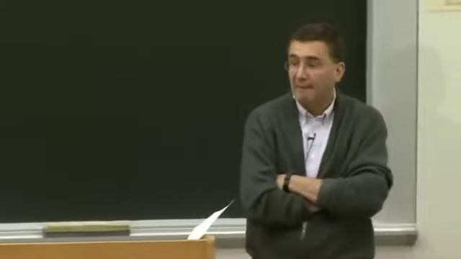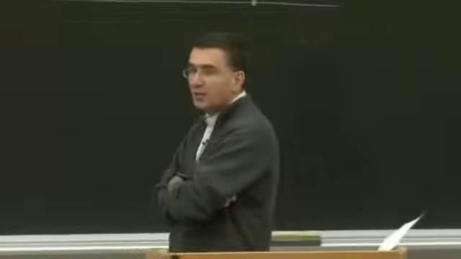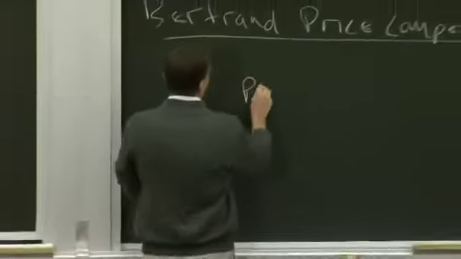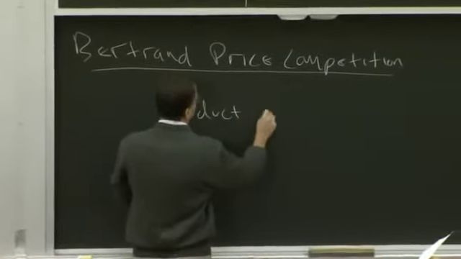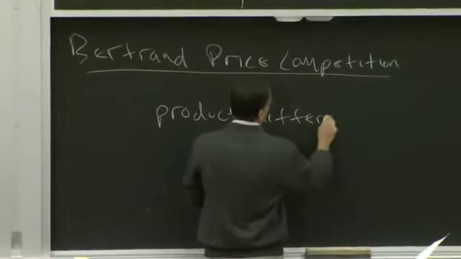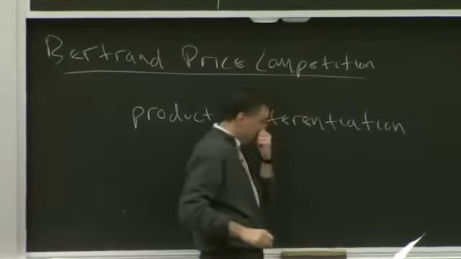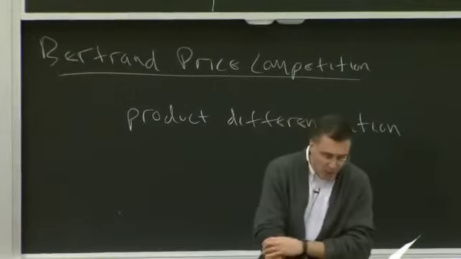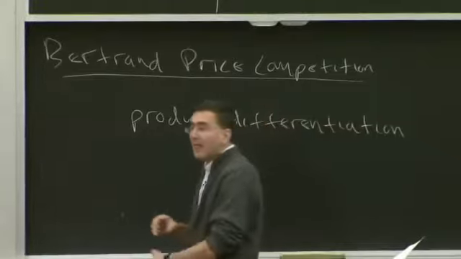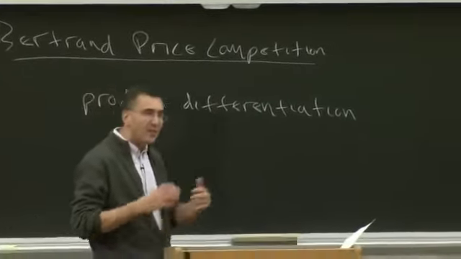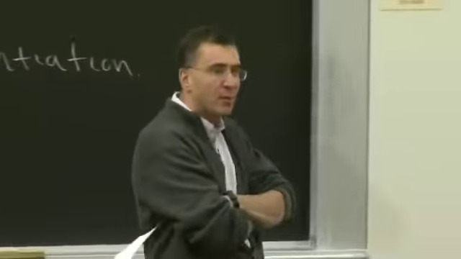Yeah. They product differentiate. So the way to beat Bertrand competition is through product differentiation. Once your products are different, then you can price above marginal cost. Then they're not perfect substitutes anymore, and you can price above marginal cost.